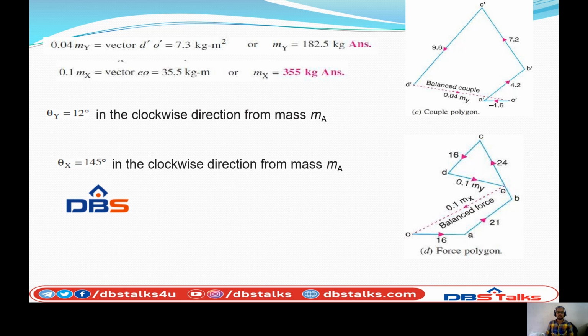And finally, we have achieved the mx value and my value. And the angular positions also, we need to mark on the paper. That means in the sheet we have to represent them. So theta y is equal to 12 degrees from A. Okay. And theta x is equal to 145 degrees from A.